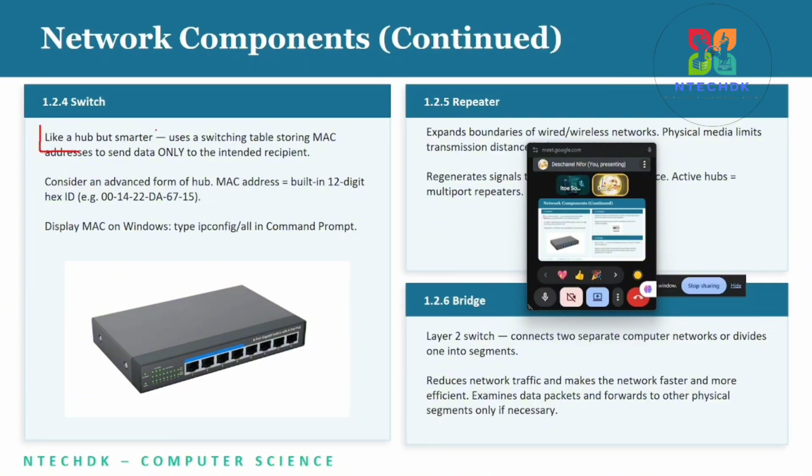right? But now there is something you need to know about the switch: it is smarter. Why? Because it uses a switching table, storing MAC addresses, to send data to only the intended recipient. Now you get the point that you can say a switch is some form of intelligent hub, a hub that is intelligent in the sense that it knows where to send the data, to the destined address.